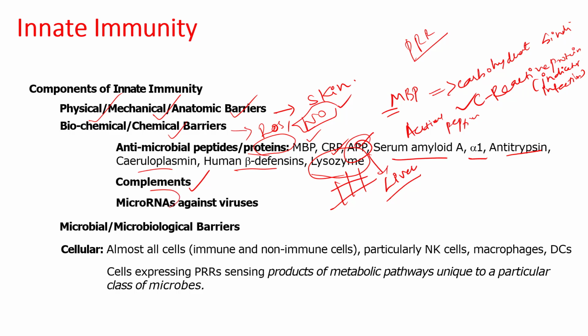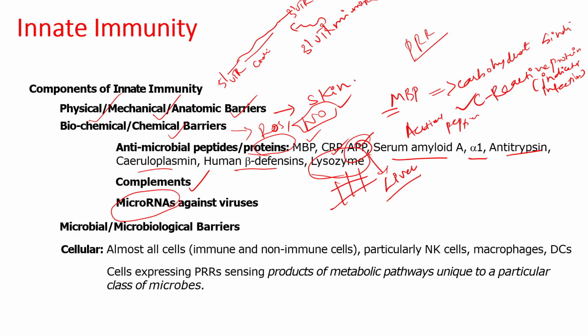And there are microRNAs against viruses. In the sense, if this is an RNA that has a 5' UTR region, then the coding region, and the 3' UTR region, the microRNAs basically go and bind to the 3' UTR.